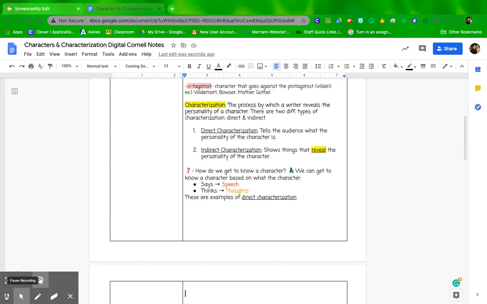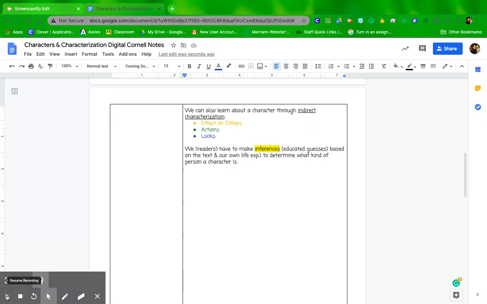Examples of direct characterization. So how do we get to know a character? We can get to know a character based on what the character says or the character's thoughts. These are direct examples of characterization. We can also learn about a character through indirect characterization. Examples of indirect characterization include the character's effect on others, the character's actions, or the character's looks.